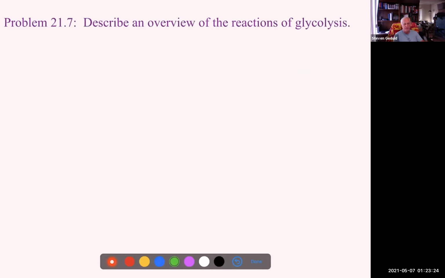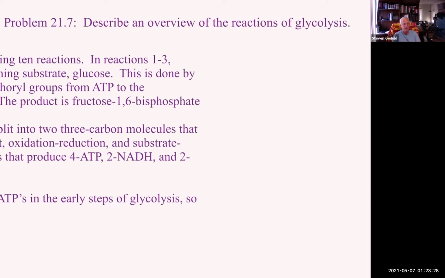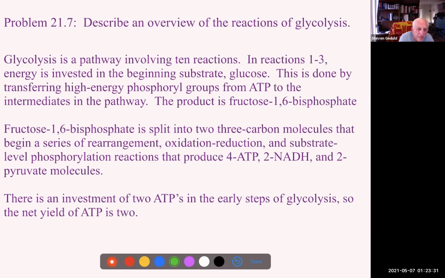Describe an overview of the reaction of glycolysis. That's a lot of steps to overview. Okay. So breaking it down, glycolysis is a pathway involving 10 reactions. And it can be entered by fructose at the different levels.